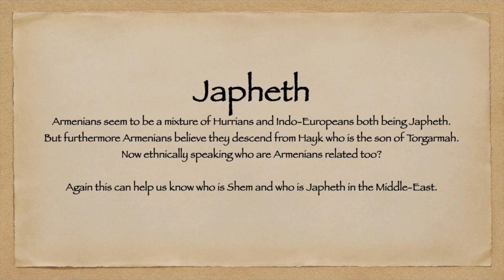So Armenians seem to be a mixture of Hurrians and Indo-Europeans, both being descendants of Japheth. But furthermore, Armenians believe they descend from Hayek, the son of Togarmah. Now, ethnically speaking, who are Armenians related to? Now let's get into the genetics and ethnic relatedness to the Armenians. Who is related to Armenians? Again, this can help us know who is Shem and who is Japheth in the Middle East by knowing the Armenian genome. So what is it?